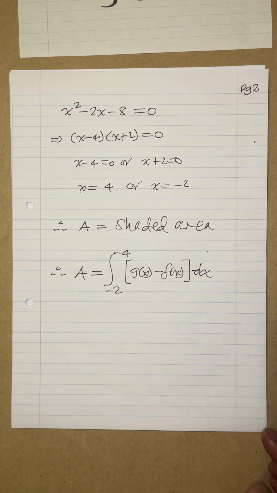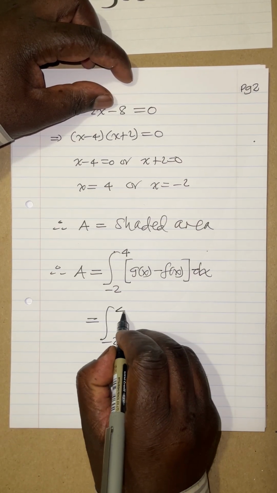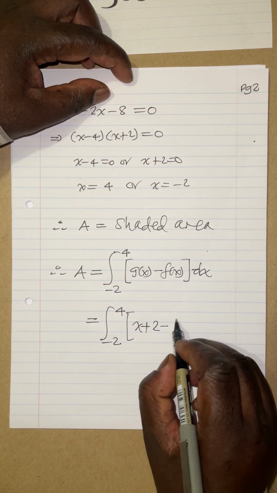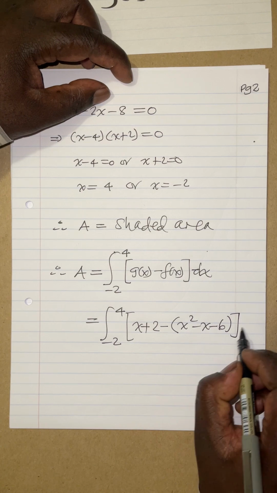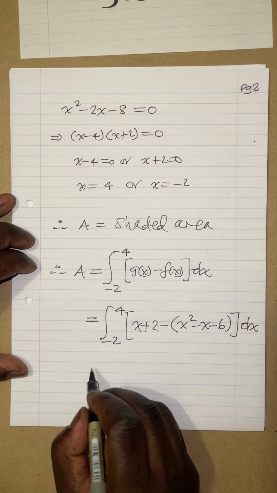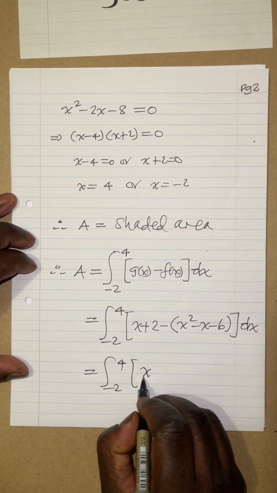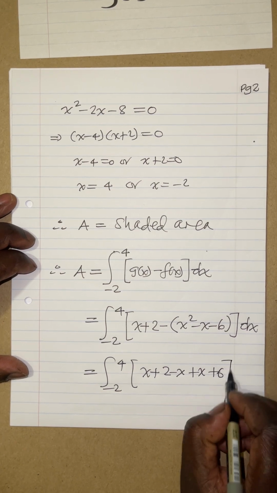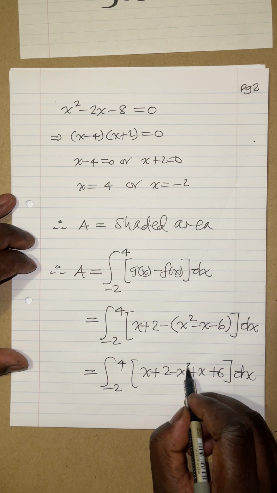Now let's punch in the functions. This will be equal to the integral from minus 2 to 4. What is g of x? g of x is x plus 2. Minus, what is f of x? It's x squared minus x minus 6. And then we have dx outside there. Expanding that and simplifying it, we have the integral from minus 2 up to 4 of x plus 2 minus x squared plus x plus 6 dx.